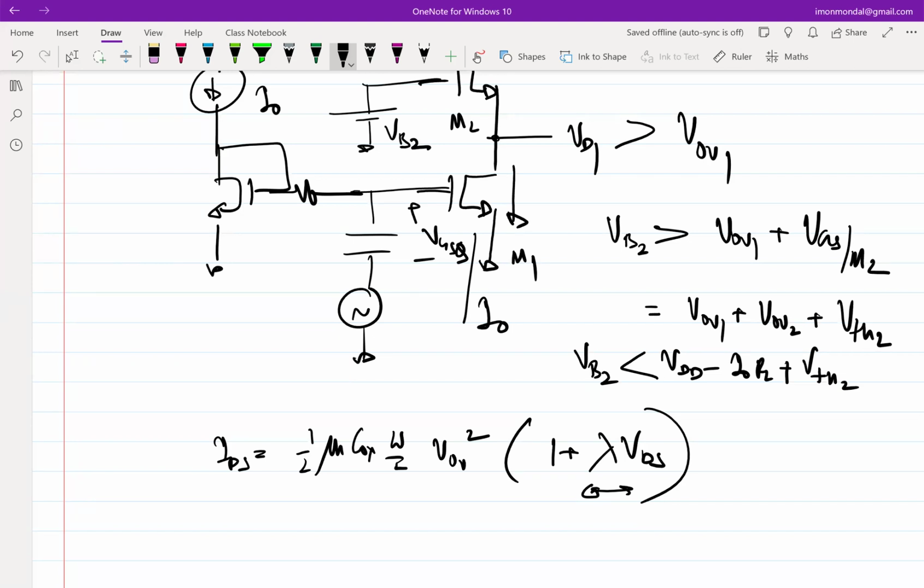If you have a short-channel transistor, naturally RDS is not high. Lambda VDS becoming dominant means that RDS is low. So the game will be to ensure that the output resistance is high. We already saw one topology for how to increase output resistance, so we use that and see what the effects of this are. Okay, thank you.